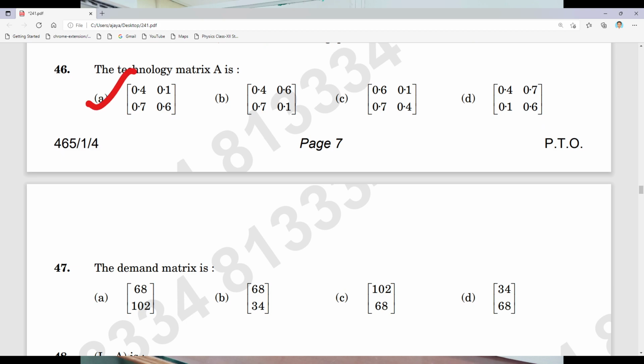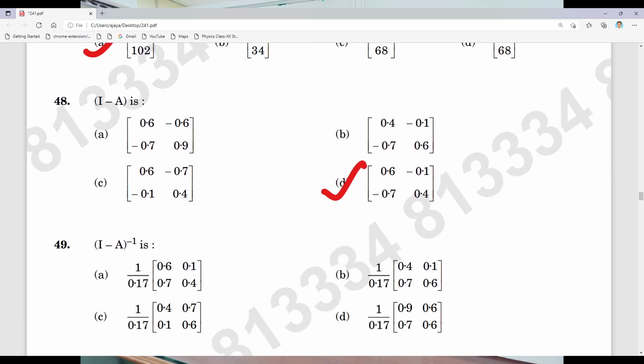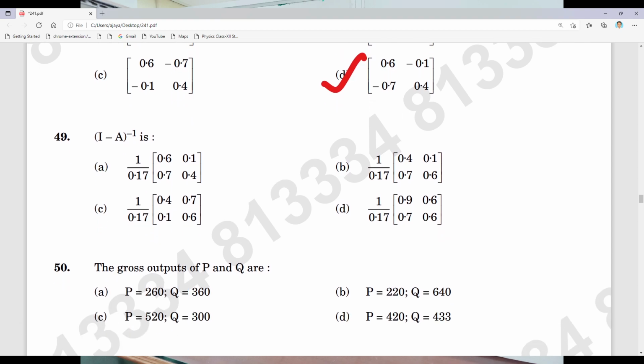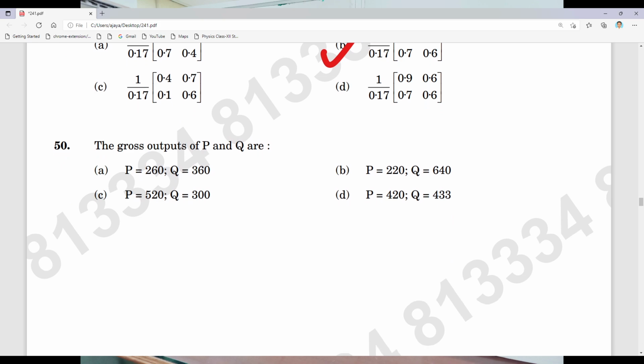46, A. 47, A. 48, D. 49, B. And finally 50, B is the answer. This is all the detail about applied mathematics.